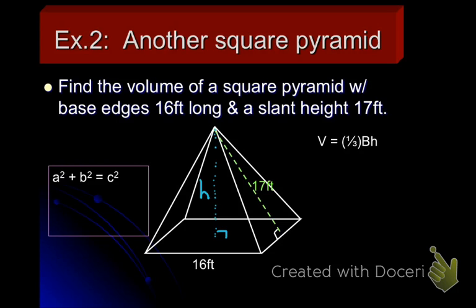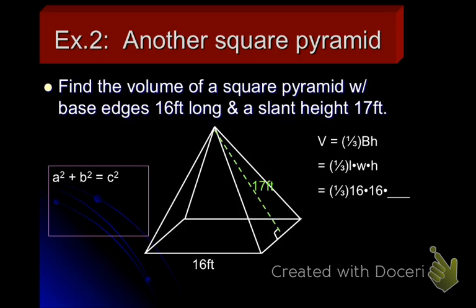So the height that the altitude, the vertex, is from the base, we can make this right triangle then and use that information. 16 feet just happens to be the same number I used in that previous example. So that makes the base of this right triangle 8 feet, the hypotenuse 17 feet, and then you can see already they've started the Pythagorean theorem. So let's see where that goes.